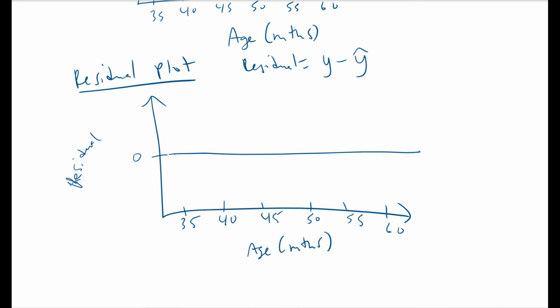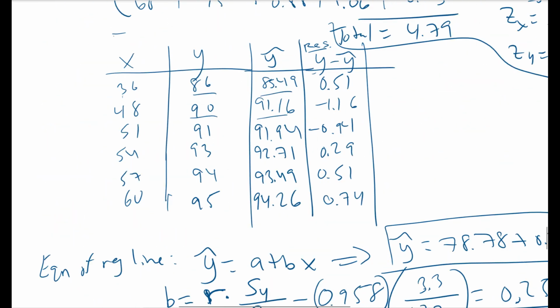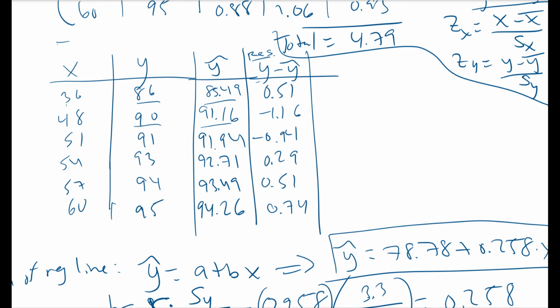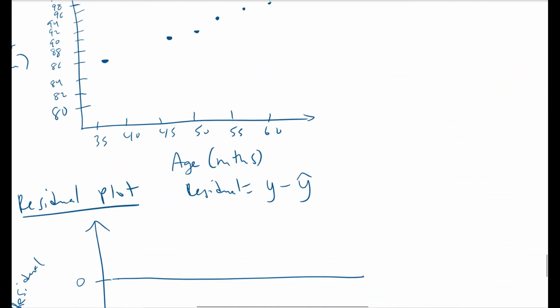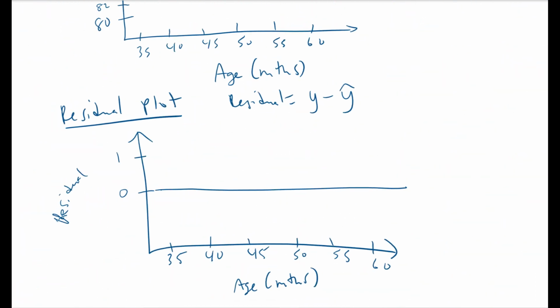All right, so now for our residuals, our biggest residual is 0.74. So it's between 1 and -1, basically. So very small. So between 1 and -1. So we could do that.